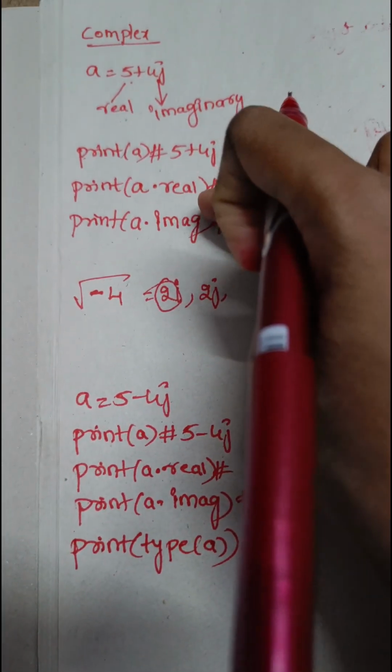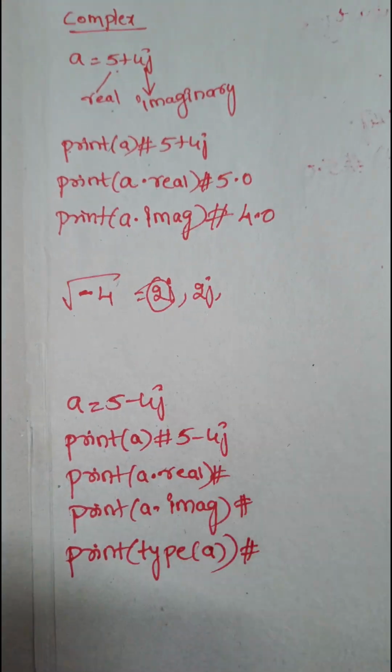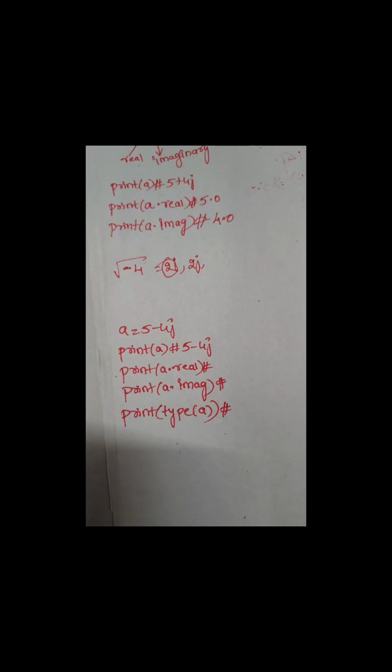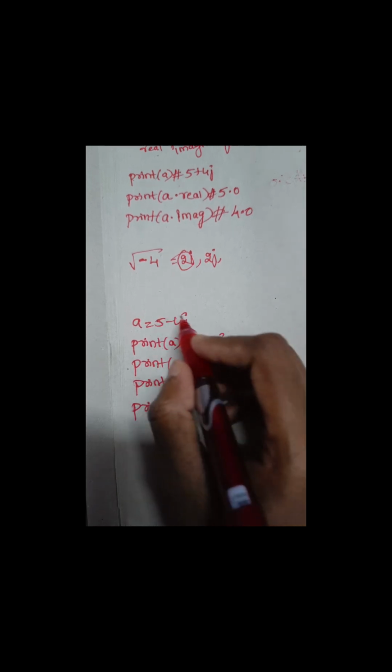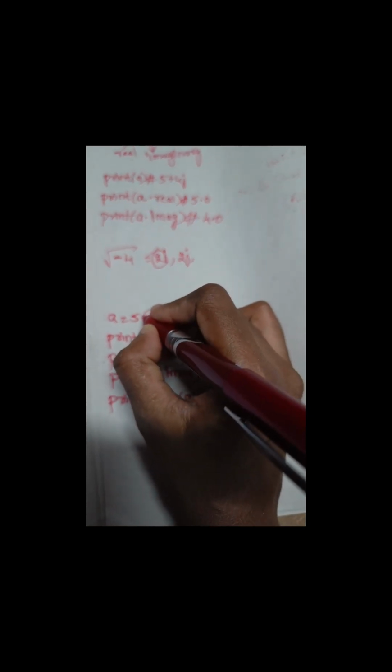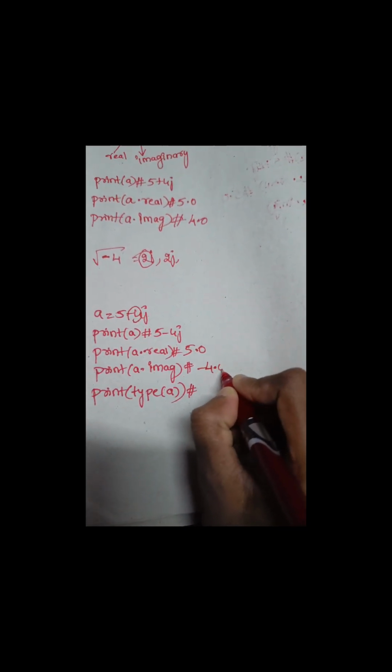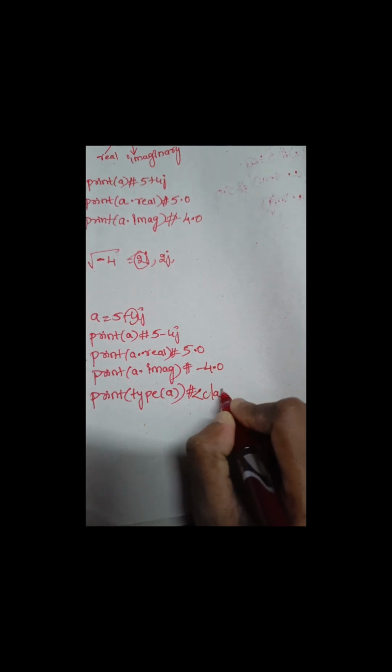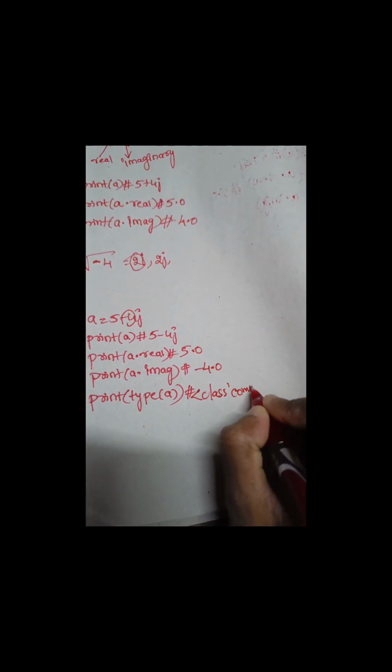Okay, try these two, because I have given the above example, right? Based on that you try to solve this. See here, I will explain this. A means, again this whole answer will be displayed. A dot real means 5.0. Now A dot imaginary means imaginary is having a minus value, right? So minus 4.0 is the answer. Now finally this answer is class complex.